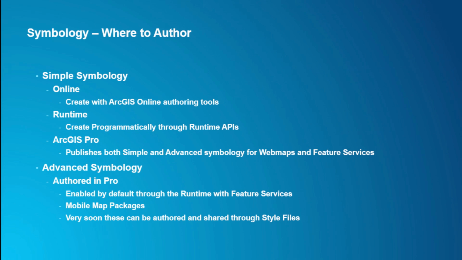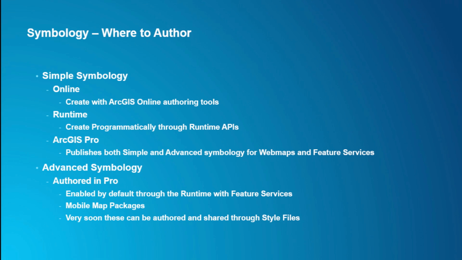To author your symbology, if you're using ArcGIS Online, you create simple symbology. There are plenty of picture marker symbols that you could use for anything that's more complex, but when it gets to lines and polygons, you just have the simple sort of symbology to work with. In Runtime, you can create simple symbols programmatically through the APIs. And in Pro, if you want to create simple symbology, you just author your web maps. By default, it'll author to simple, but it'll also author the advanced symbology that you can optionally use in the runtime. So if you're using a feature layer, there's a flag on the feature layer to ask for the advanced symbology.